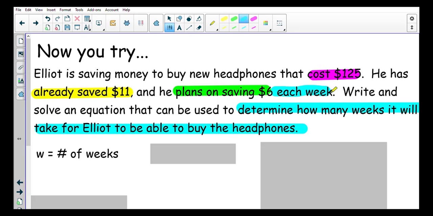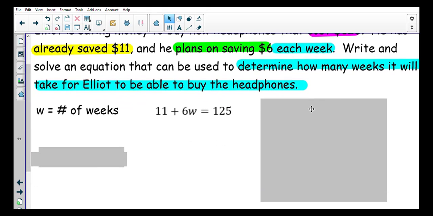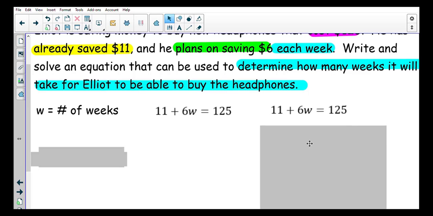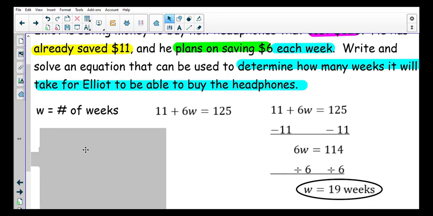Keep in mind, W represents the number of weeks. So our equation can be 11 plus 6W equals 125. Let's solve this. Hopefully you've already done it. If you haven't already, you might want to pause the video and solve this equation. Make sure you get the correct solution. All right, let's go ahead and subtract 11 from both sides. That's going to get us 6W equals 114. Divide both sides by 6. We will get a total of 19 weeks. So quite a bit of time to save that money, but it will be over a 19-week period.